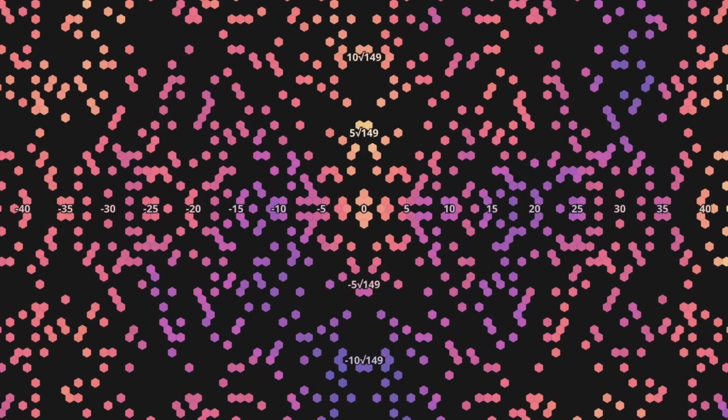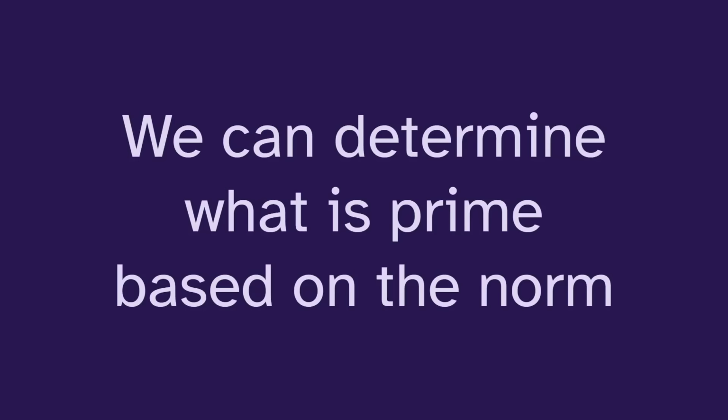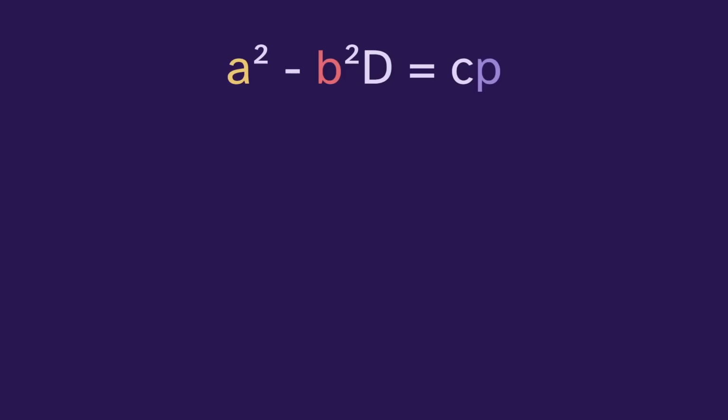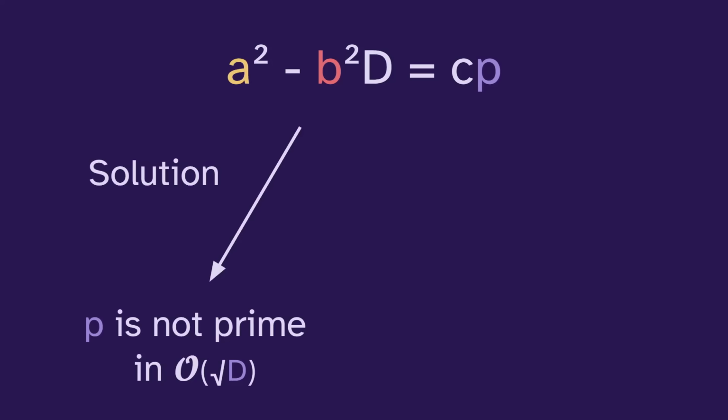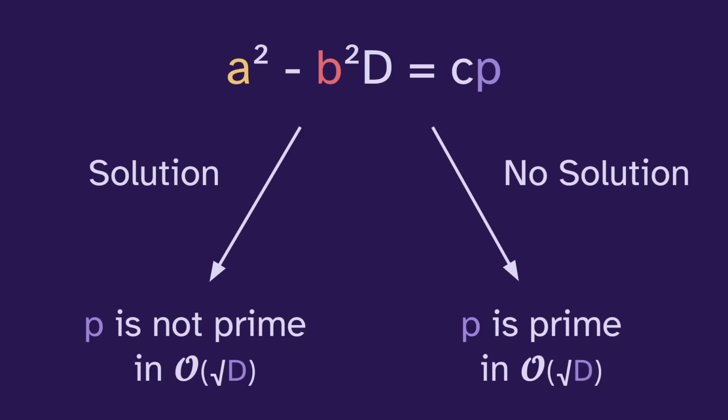Even with this issue of going off to infinity, we can determine what is prime based on the norm. We don't need to do a sieve. There's a shortcut. To determine whether P is a prime, we look at this equation, where some norm on the left is some multiple of P on the right. If this has a solution, then P is not prime in O root D. But if there's no solution, then P is prime in O root D.